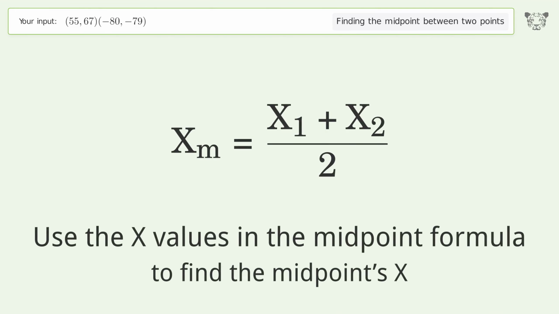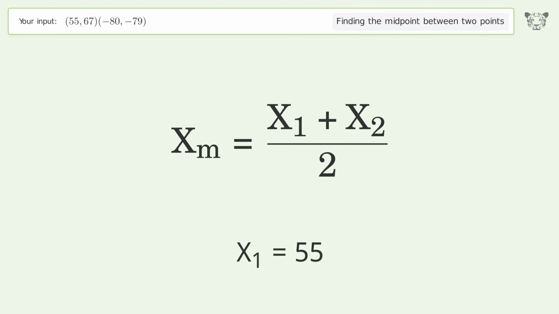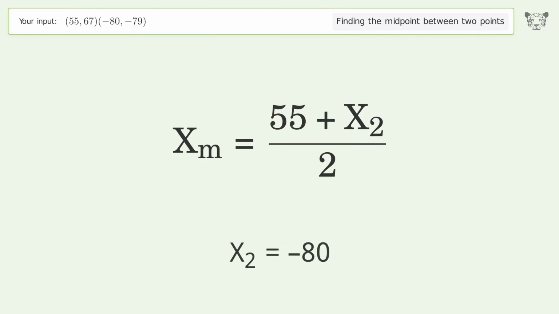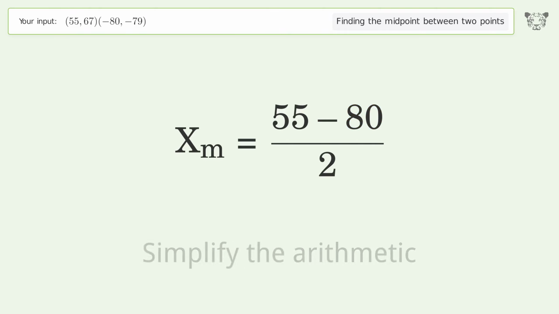Use the x values in the midpoint formula to find the midpoint's x. x1 equals 55. x2 equals -80. Simplify the arithmetic.